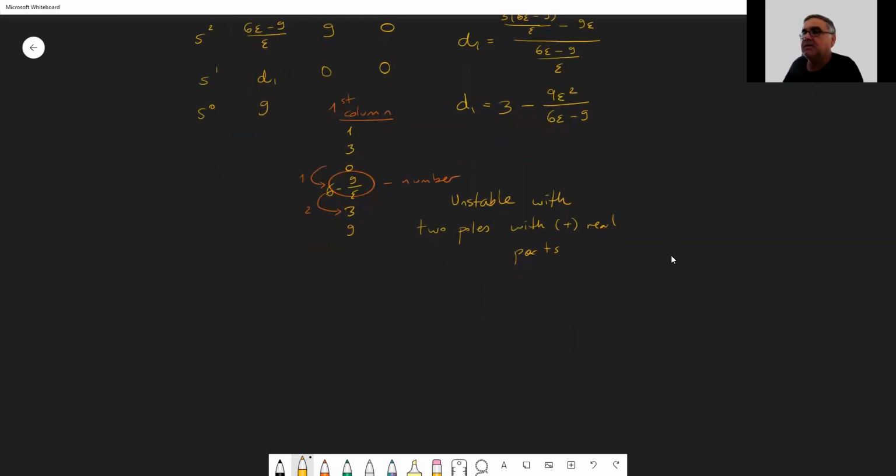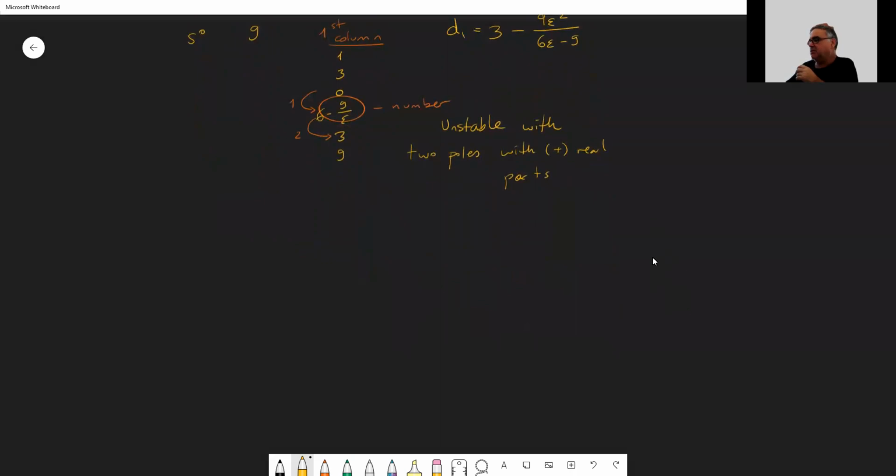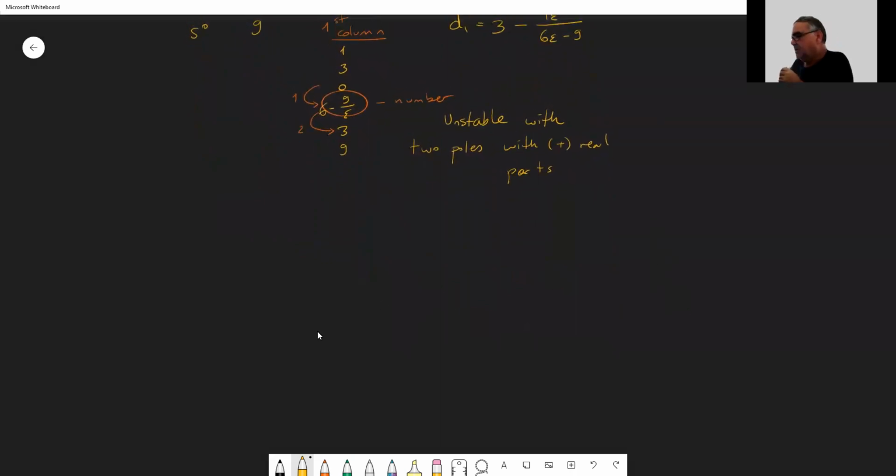Let's record them. So we form the root array, and we can use the root array in order to find the range of parameters for stability. And this example is about that actually. This example is a closed loop control system in which you have a PI controller. We will see what a PI controller is.